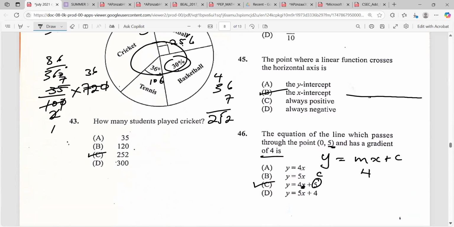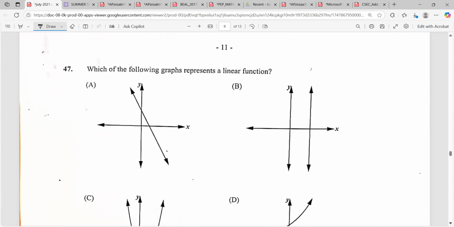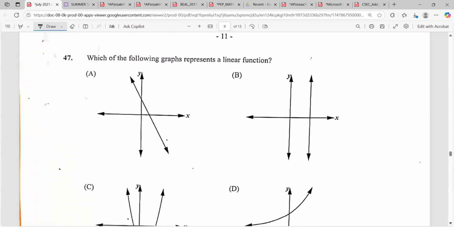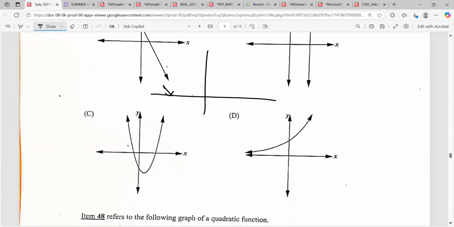That was the last page you said? No. Which of the following represents a linear function? That would be A. You can have a linear function look like this too, like this, but not this. All right.